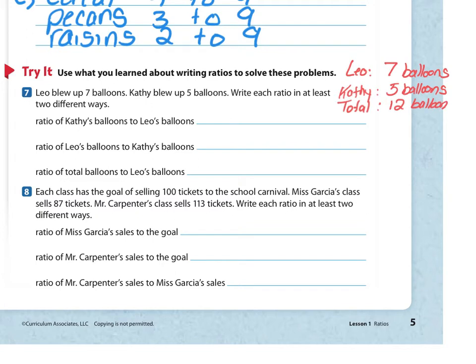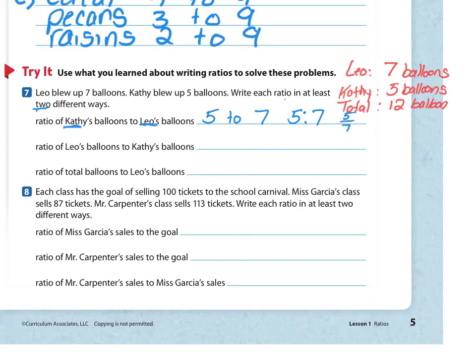Okay, so we're going to do the ratio of Kathy's to Leo's. Remember, order matters. Kathy has 5, Leo has 7. Okay, and I'm looking back at my question. Write each ratio in at least 2 different ways. So I'm going to choose the colon. If you want to use the fraction bar, you can. I'll try to shove it in back here for you.